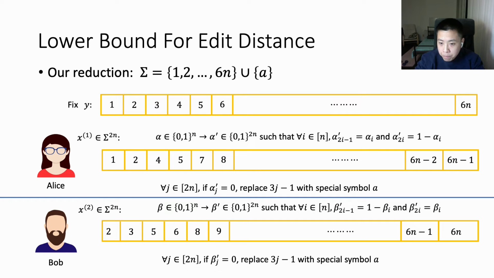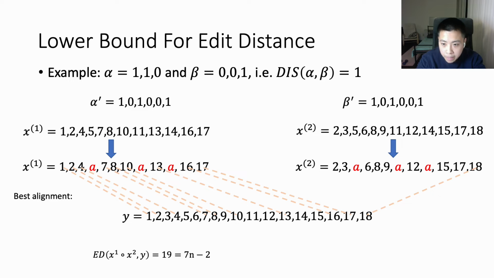Bob builds a string beta prime with length 2n such that for any i, beta prime 2i minus 1 equals 1 minus beta i, and beta prime 2i equals beta i. The string x2 is initially a concatenation of 3j minus 1 and 3j for j from 1 to 2n. Then, for all j, if beta prime j equals 0, we replace 3j minus 1 with a special symbol a. Let's see an example.